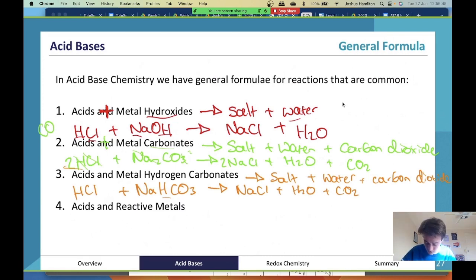Our last one here is acids plus reactive metals. Now, reactive metals are things like magnesium, for example, and they're just a solid. So it looks a bit like this. It looks like HCl, and then you're adding in just a straight metal. Now, when you have an acid on a metal, so I put solid there because I'm saying it's just a straight metal. If you add a metal into an acid, what does it do? It sort of dissolves and disappears.